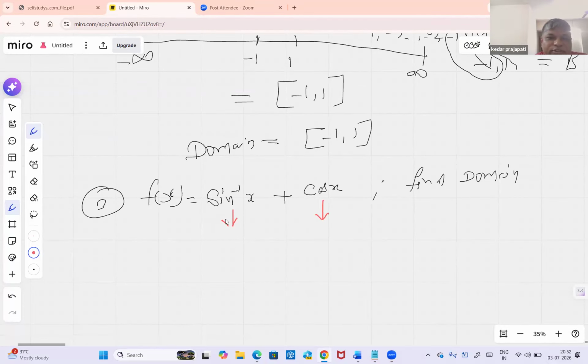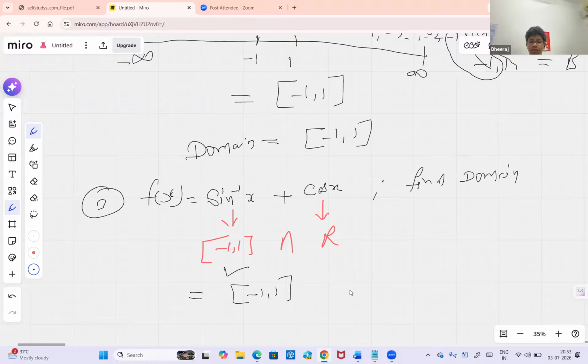What is the domain of sine inverse x? -1 to 1. And cos x? Real numbers, so all the real numbers. Both intersection will be what? So this will be -1 to 1.